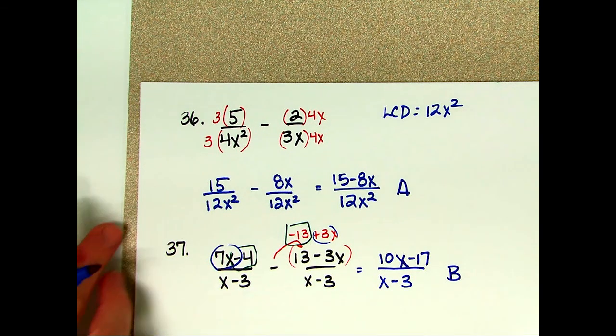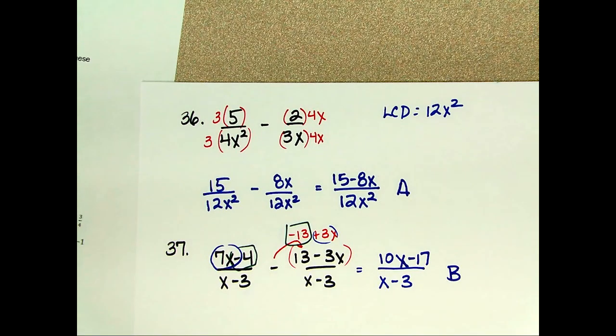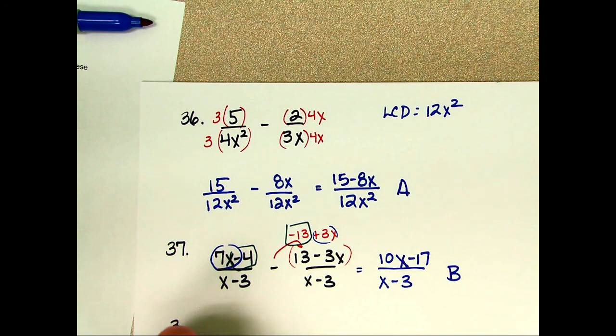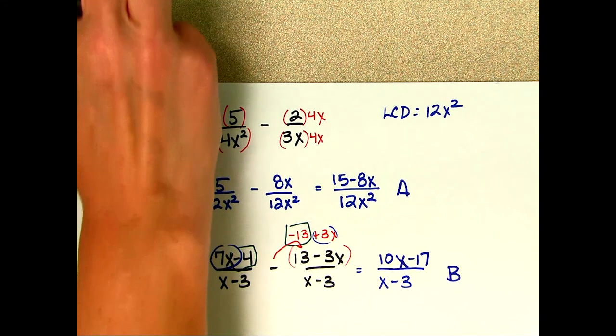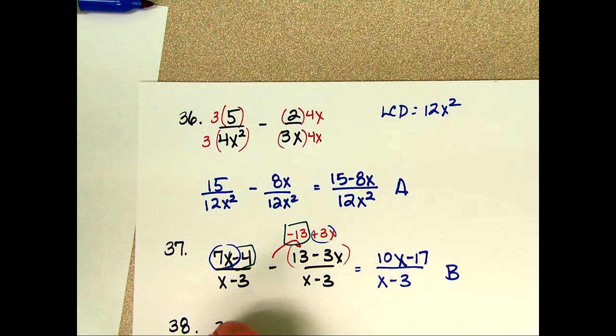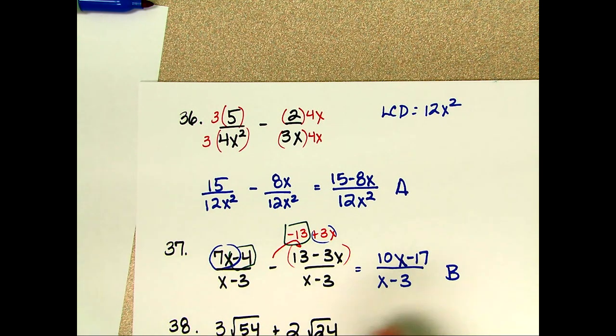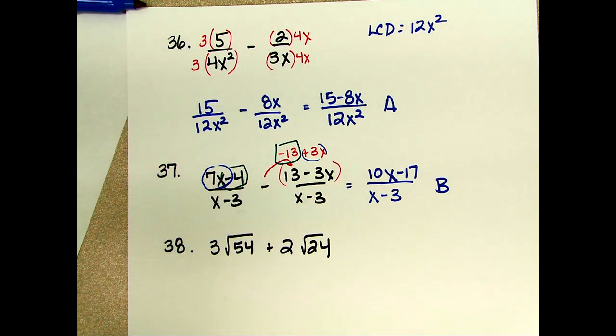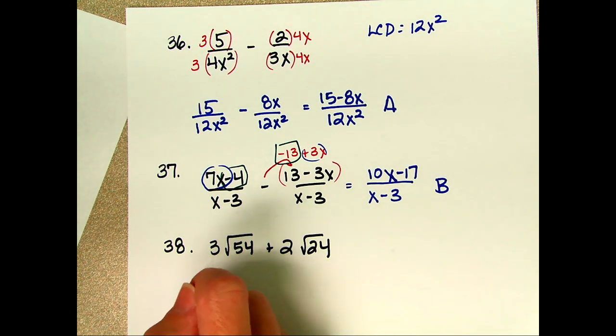Number 38. Three times radical 54 plus 2 times radical 24. We recall we cannot add or subtract radicals unless the radicand, the number under the radical sign, is the same. Let's simplify. 54 is the square root of 9 times the square root of 6. 9 times 6 is 54. 9 is a perfect square. 3 times 3, radical 6, or 9 radical 6.